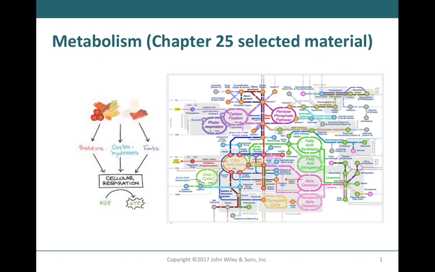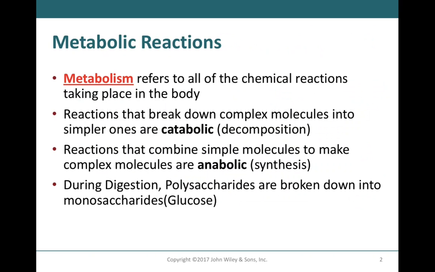But we're going to really focus on a special 4 reactions which make up a greater reaction known as cellular respiration. So as I just mentioned in the last slide, metabolism refers to all of the chemical reactions that take place in our body. And there are 2 types of reactions that are going to take place in our bodies. Those are catabolic reactions and anabolic reactions. Catabolic reactions are going to be decomposition reactions. They're going to break down substances into more simple parts. So we're going to take more complex molecules and break them down into smaller parts. Or we could say smaller, more simple molecules.